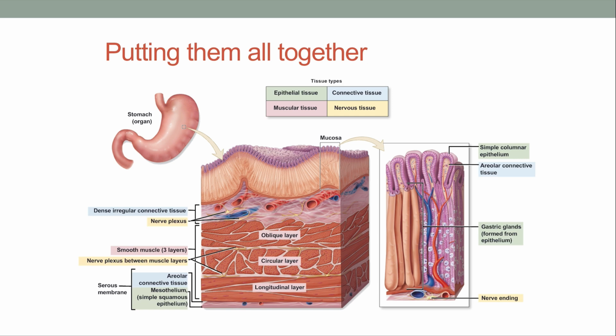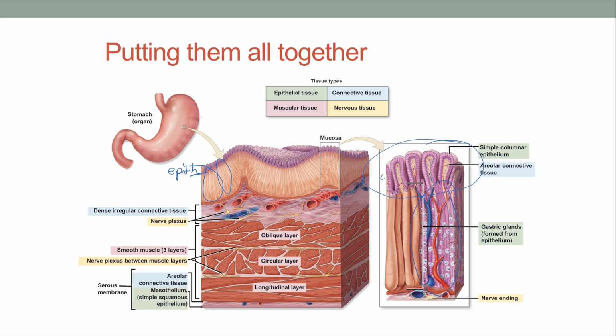Now that we've learned the four tissue types, let's look at one example of how they all fit together. We see here a chunk of stomach, and the stomach has a thin layer here of epithelial cells at the top. You can see that zoomed in greatly over here on the side. And it also has these gastric glands, which are also epithelium, coming down into this area here. Those epithelial structures are supported by dense connective tissue. And that dense connective tissue also includes, as we've talked about before, lots of blood vessels and also nervous tissue that kind of just passes through the connective tissue.